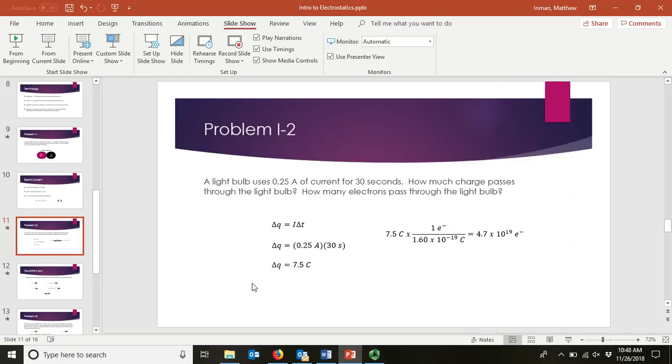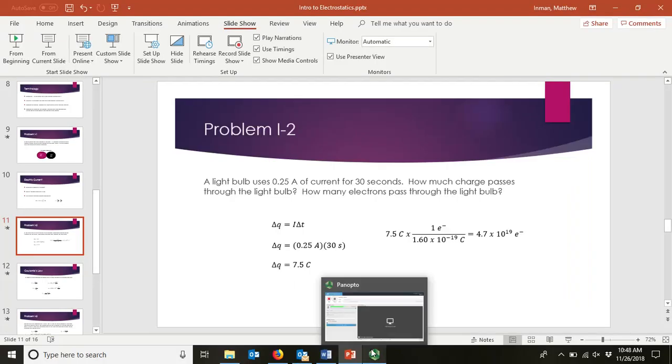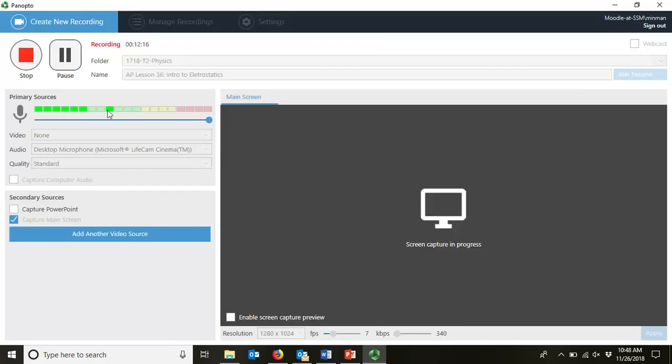So that's kind of a quick overview of some introduction stuff to electrostatics. In the next lesson, we'll look at Coulomb's law. How do we measure this force of attraction or repulsion? And what are some things that we can think about when we go to measure those forces?